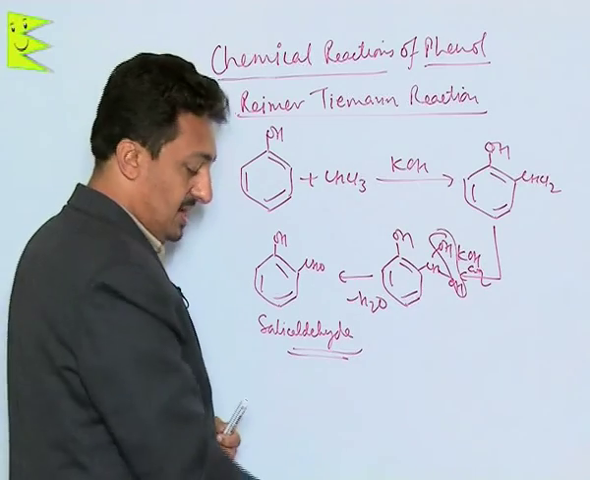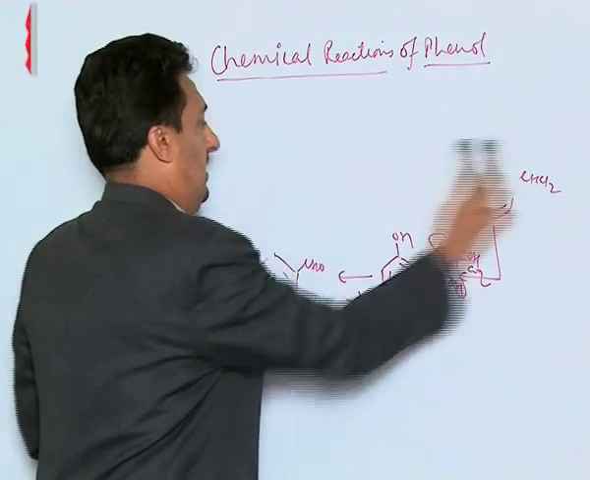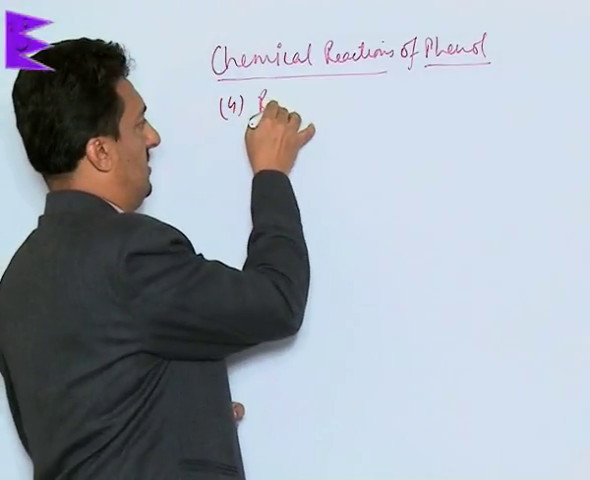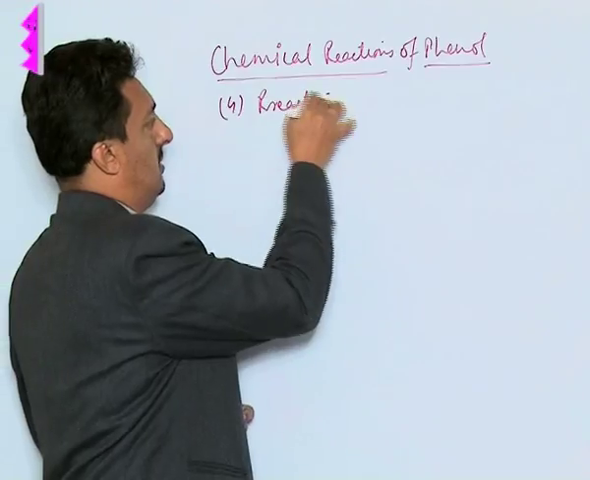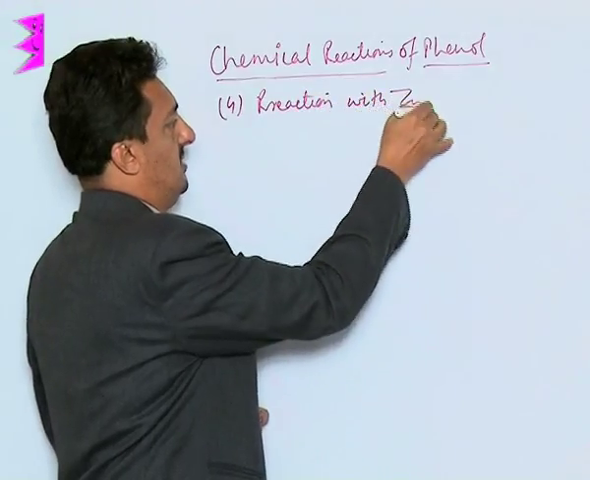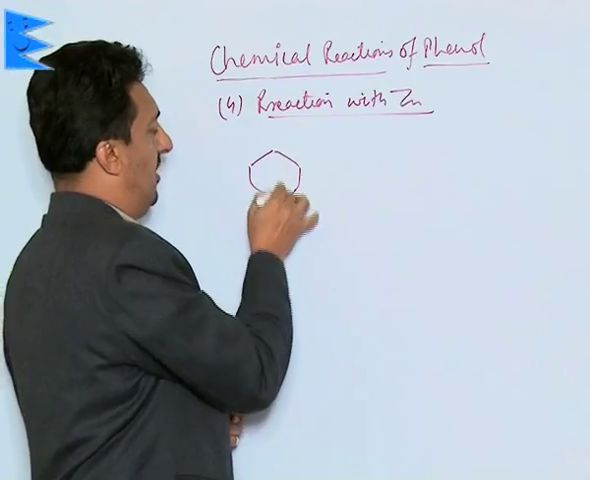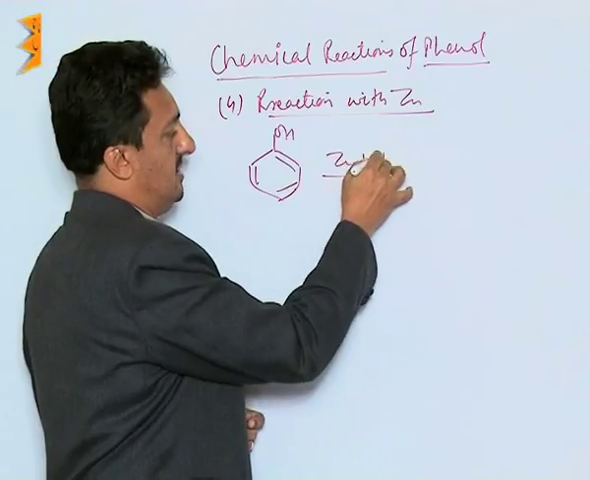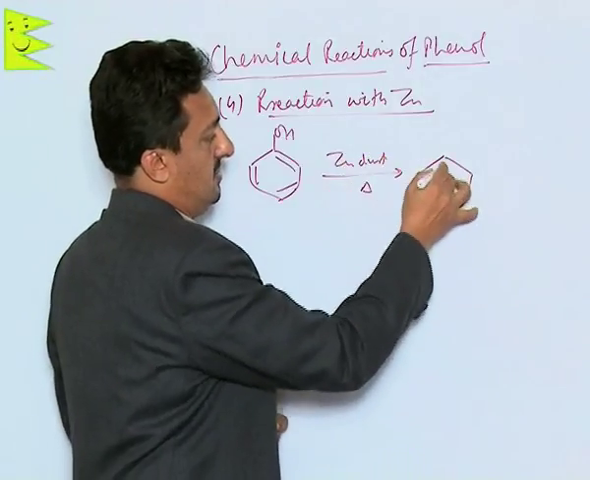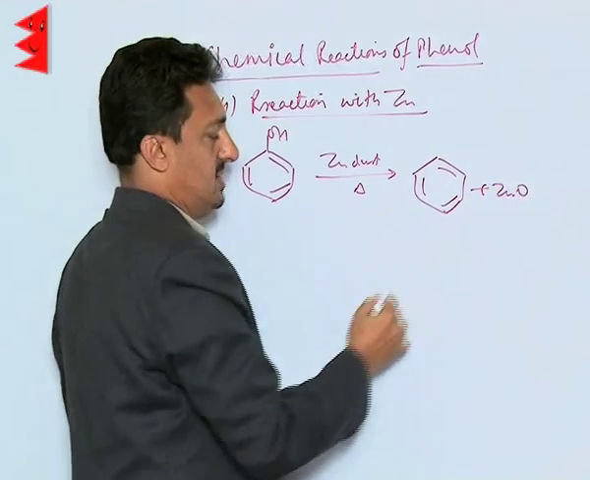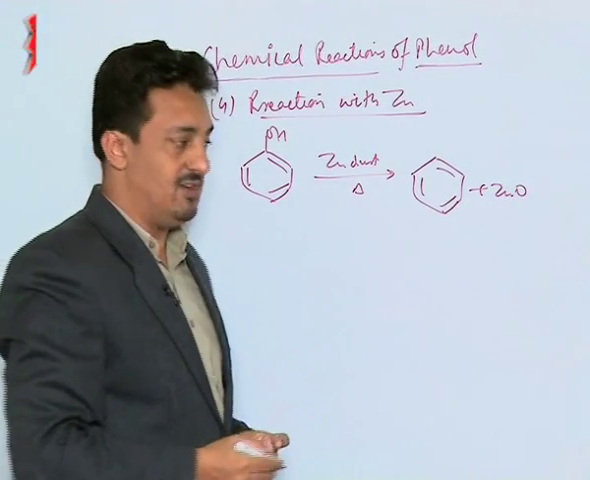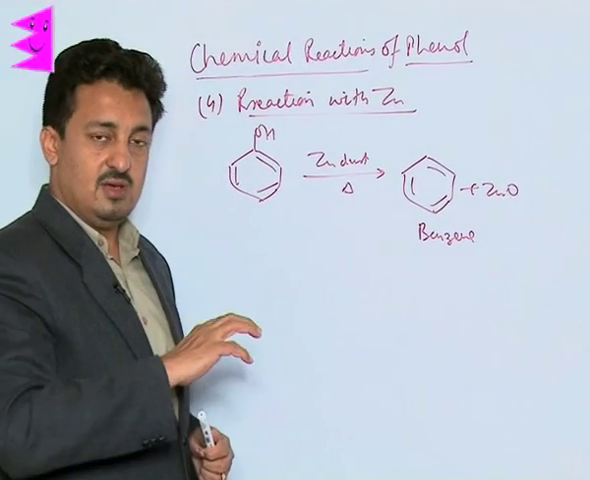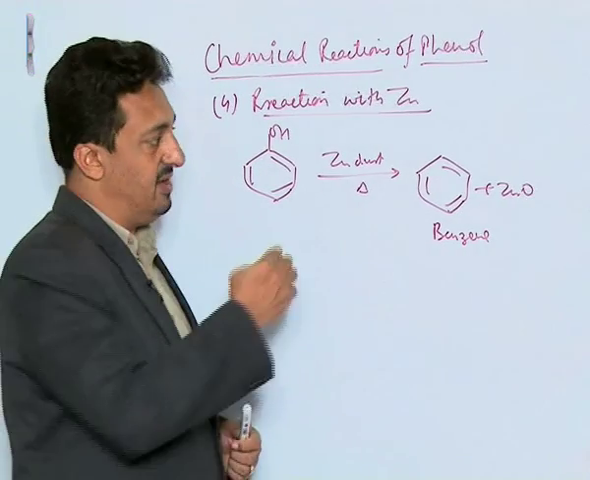Let us see another reaction. It is the reaction of the OH group of the phenol, which is called reaction with zinc. See, it is the only reaction of the OH group which phenol shows. Phenol on heating with zinc dust gives us benzene and zinc oxide. It's a redox reaction where zinc gets oxidized, phenol gets reduced. So what we get out of this is benzene. A very important reaction, especially from the conversion point of view, because we get the benzene back.